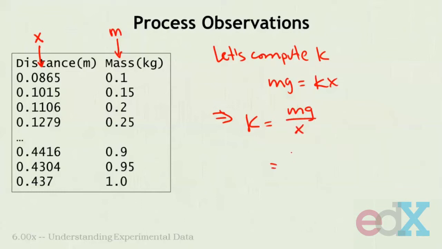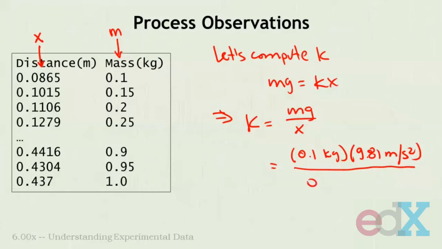Let's try it. So our first weight was 0.1 kilograms. The gravitational constant is 9.81 meters per second squared. And we'll just divide that by the measured extension, which is about 8/100ths of a meter, 8 centimeters. And if we do the arithmetic, we can type that little formula into Python or use an old-fashioned calculator, or an even more old-fashioned method of working it all out by hand. We end up computing that k is equal to 11.341 newtons per meter.